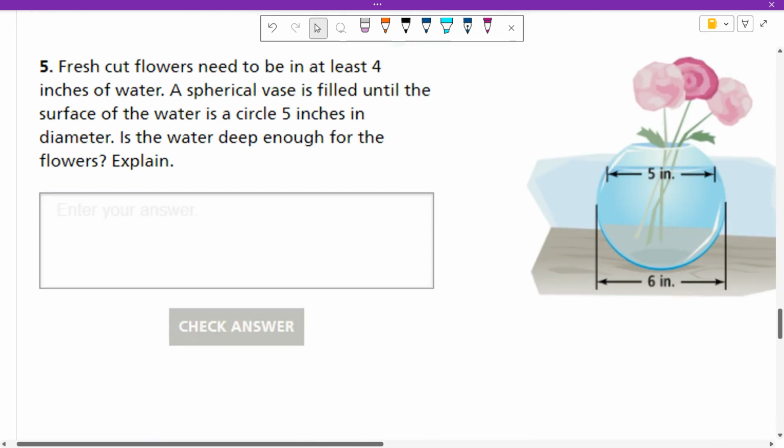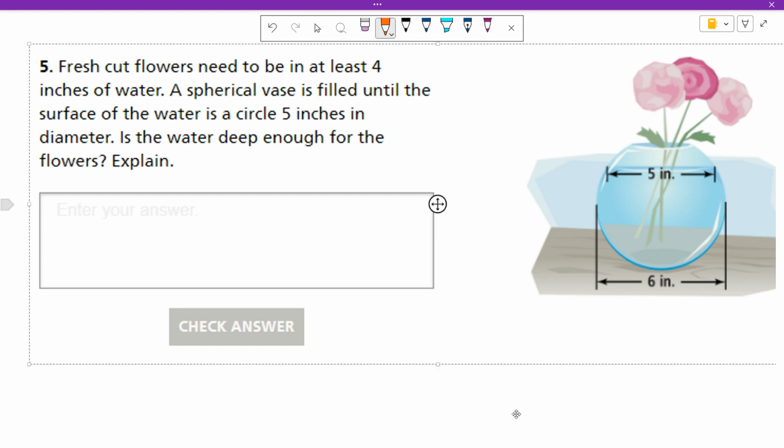Okay. So, now to the problems that make you want to think a little bit. Fresh cut flowers need to be in at least 4 inches of water. This spherical vase, and I don't know how it sits up. I would think it would just tip over because it's small. But whatever. The spherical vase is filled until the surface of the water is 5 inches in diameter. Is the water deep enough for the flowers? Yes or no?